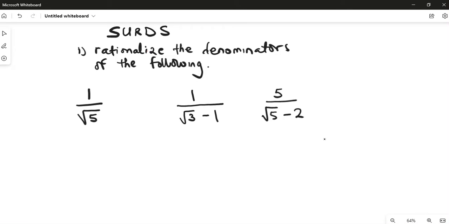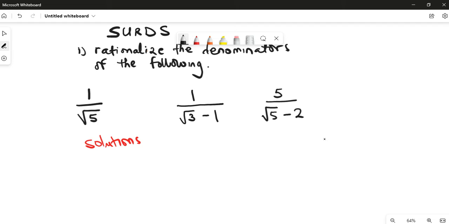All right, so we are looking at surds. We have the first question here. We have to rationalize the denominators of the following: 1 over the square root of 5. So this is what we're going to do. Solutions.